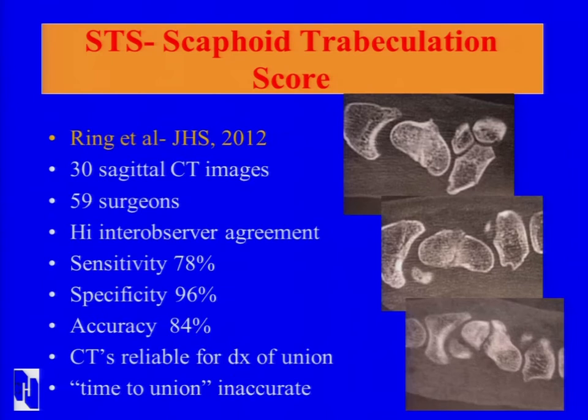And then you heard Dave Ring earlier talk about this, but he took this and expanded on it with 30 sagittal images only. He validated the high inter-observer agreement, and CT was reliable for diagnosis of union and had a positive predictive value. Now, the time to union he discourages, just like Diaz does. The manuscripts would come in and say, well, it was 3.65 months to union. That's not the way to do it. We want to start thinking more about how much of the cross-sectional surface area of that peanut is actually linked back together, or the proximal pole and the distal pole linking together.